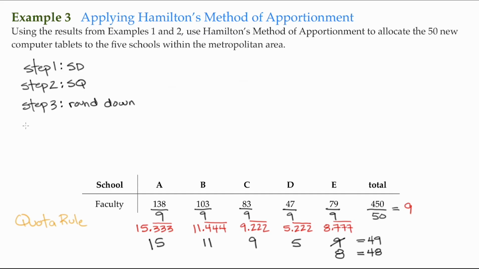So then for his 4th step, step 4, he states to distribute any leftovers to the quotas with the largest fractional results. I'll just put down largest fractional results.